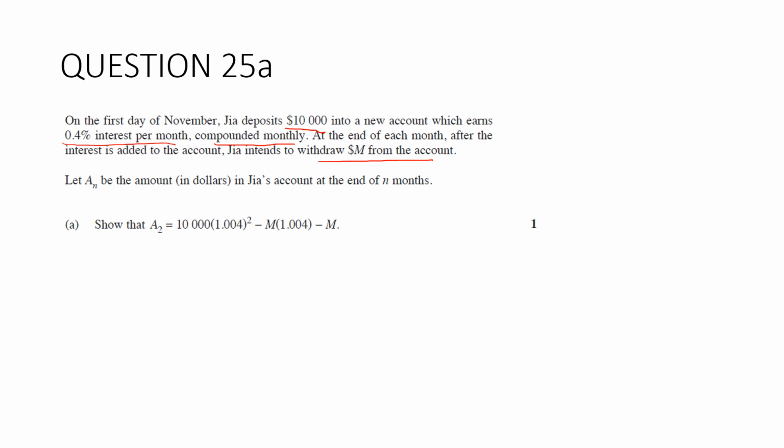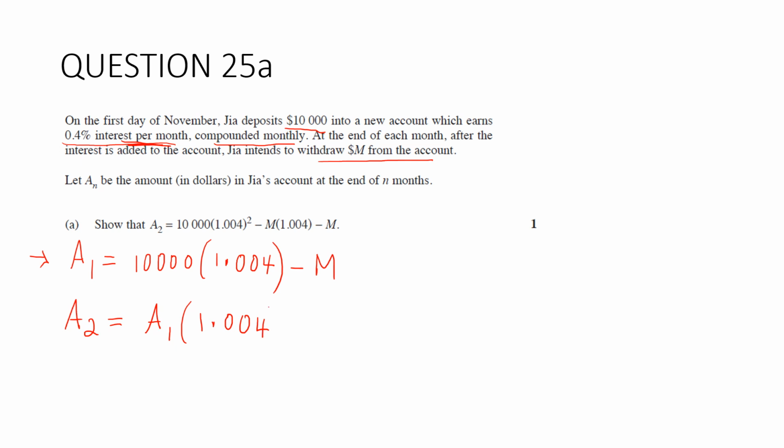Okay, let's start with A_1. So at the beginning of the month, Jaya deposits $10,000. At the end of the month, that will have received 0.4%, so 1 plus 0.4%. Now that's already monthly, okay, so we don't need to change that. And then Jaya is going to withdraw $M. At the end of month 2, the balance from month 1 is going to get some interest, and then Jaya is going to take another $M out.